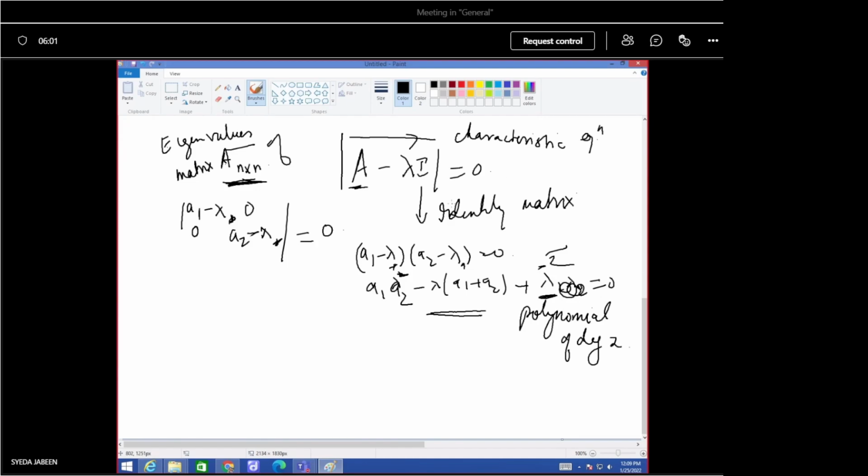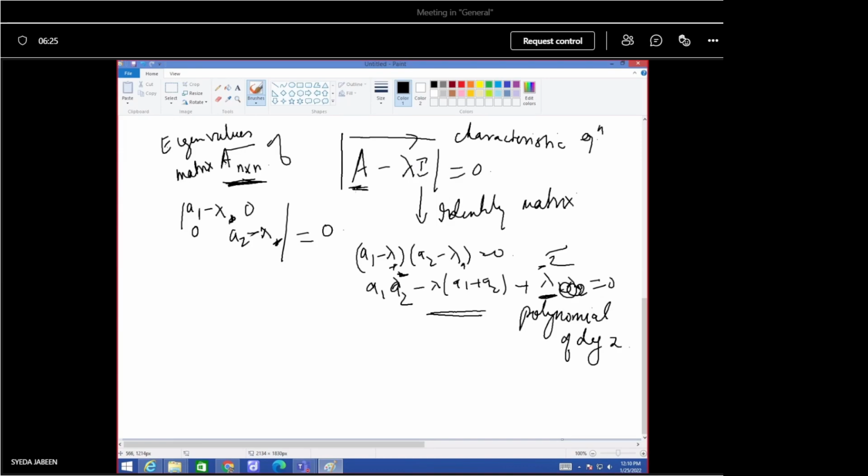When you construct the characteristic equation, it becomes an equation of degree the same as the order of the matrix. If the matrix order is 3, you will get a polynomial of degree 3, and the degree of the polynomial gives the number of roots of the equation. You know this, the higher the degree, the more roots. So if the degree of the polynomial is 3, you will get 3 roots.